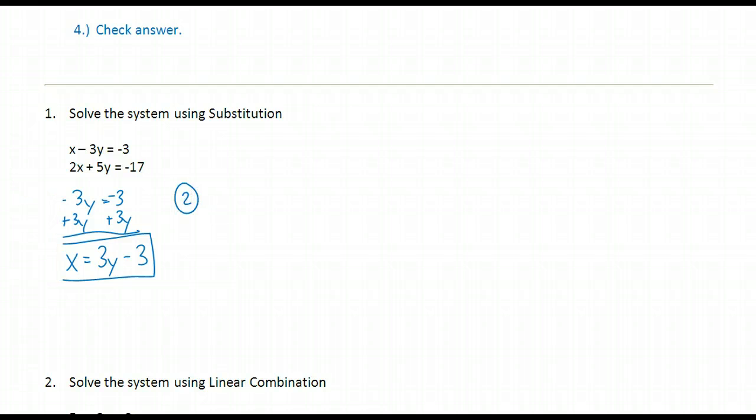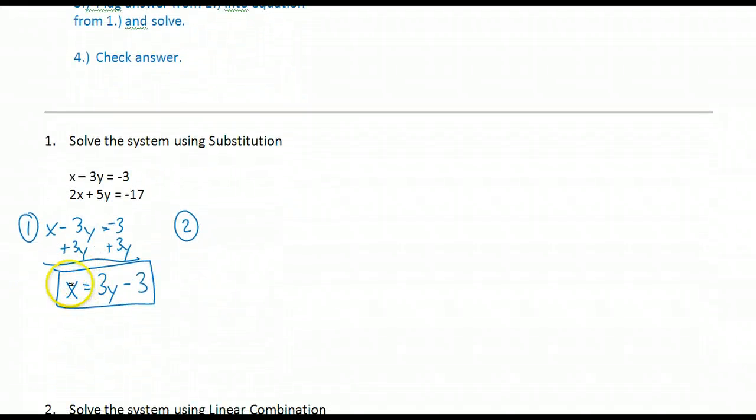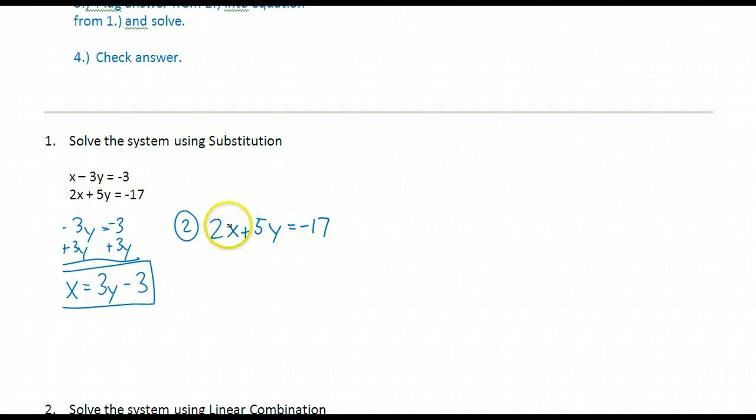Step 2 says, plug that equation into the other equation. So I know how big x is. X is 3y minus 3. So I'm going to hop to my other equation, 2x plus 5y equals -17. And I'm going to replace this x with what I know x to be equal to. I know that x equals 3y minus 3, so I'm going to replace this x with 3y minus 3, and I'm going to keep everything else exactly the same in my equation.